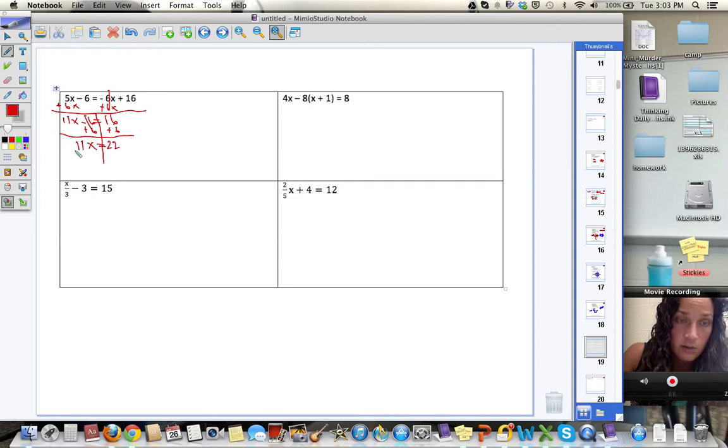They're touching. I want to do the opposite. That means multiply, so I'm going to divide both by 11. So whatever I do to one side, I have to do the other. I add 6, I add 6. I divide, I divide. So then I have x equals 2.